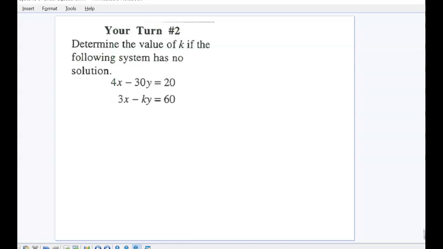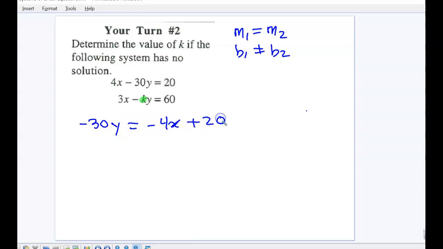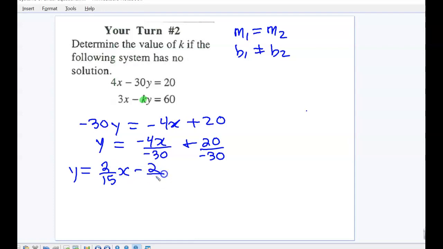Okay, in our last example, we're asked to determine the value of k. So we're looking for a missing coefficient in this line so that our system has no solutions. So remember, if our system has no solutions, our slopes are going to be equal, but the y-intercepts are going to have to be different. So let's get each line in the form y equals mx plus b. So in our first line, I'm going to subtract the 4x to the other side. And then I'm going to divide by negative 30. So y is going to equal positive 2 over 15x minus 2 over 3.